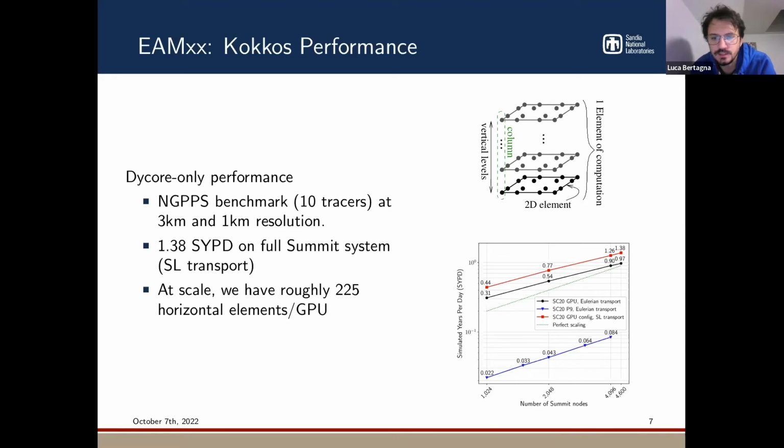In terms of workload, if you look at the rightmost point, the 4,600 nodes, we roughly have 225 horizontal elements on each GPU. So that's the workload that we have. And each element is then, of course, extruded vertically, as I depicted in the picture above. But this number will be important in the next slide when comparing to the full atmosphere.